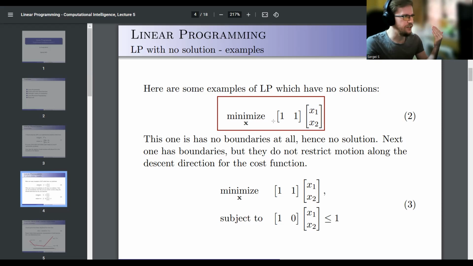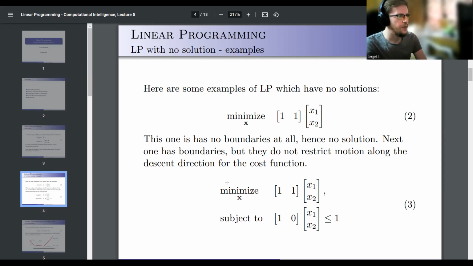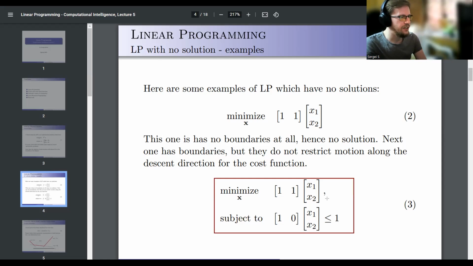Solutions are on the boundary, and this problem, as you can see, doesn't have a boundary. That is a specific property of LPs. LP solutions are always on the boundary. So if you see an LP without boundaries, you can instantly assume it isn't going to have a solution. Good. Here's another example. This one has a boundary, but the boundary does not prevent us from going where we say we are going to go.